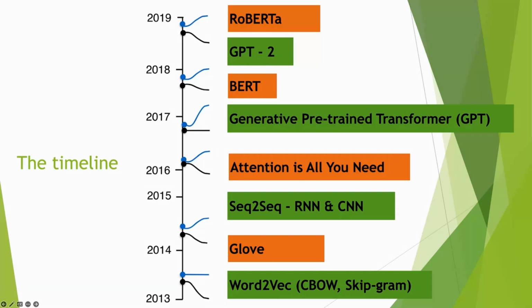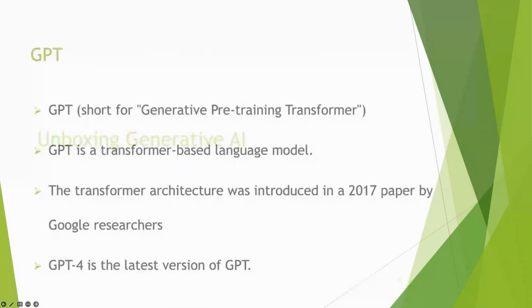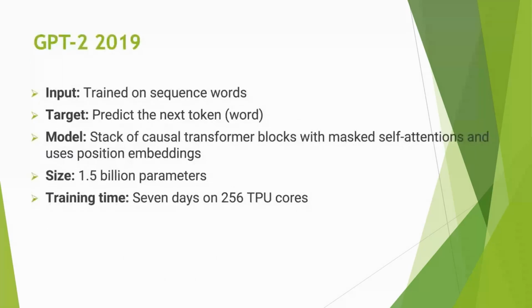And now let me take you into unboxing generative AI. Let's take one example, which is GPT. It's a generative pre-trained transformer. It's a transformer-based model, and you will understand what a transformer is very soon. The transformer architecture was introduced in 2017 in a paper produced by Google researchers. GPT-4 obviously is the latest version that we have of GPT. GPT-2 was developed in 2019, and that was awesome, by the way. Whoever was in the scientific community back then knew that it was awesome.